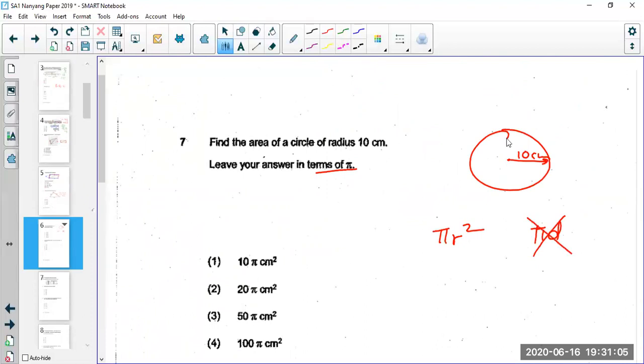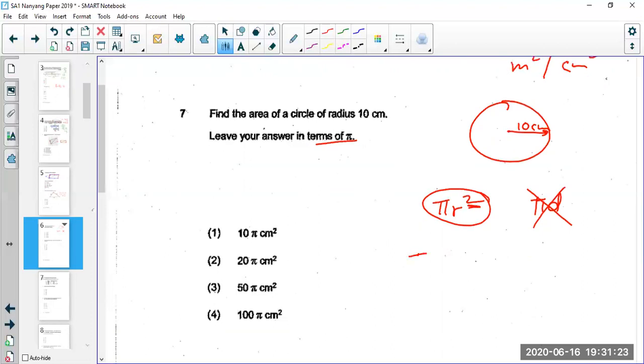And how do you not get confused? Well, if you see the square there, that will tell you area. Because area is meter square or centimeter square. Can you see the square on top? So this is the area formula because there's a square there also. Okay, so what is pi r squared? So pi times 10 times 10. So you will get 100 pi.